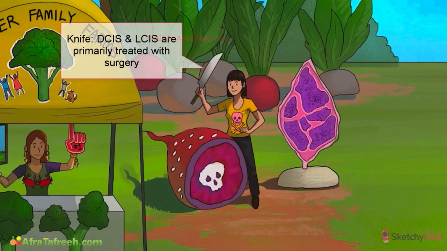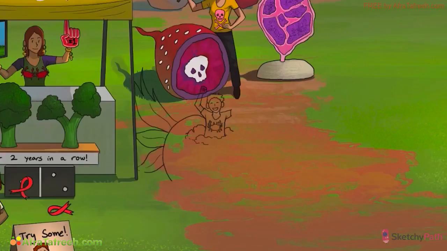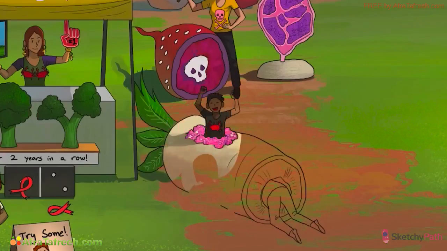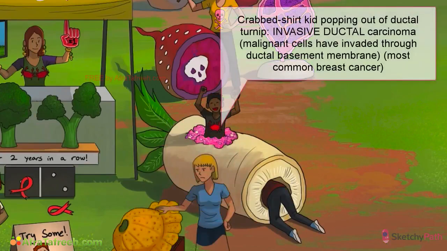There are many different types of invasive breast carcinoma, but we'll start with the most common, invasive ductal carcinoma. Invasive ductal carcinoma evolves from DCIS, meaning we're now talking about a cancer that's broken through the basement membrane of breast ducts, just like that kid breaking through the side of the turnip. He also happens to be wearing a crab on his t-shirt, our recurring sketchy symbol for malignancy.